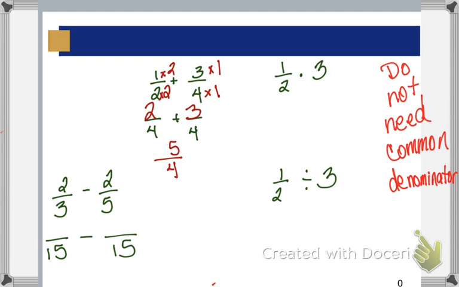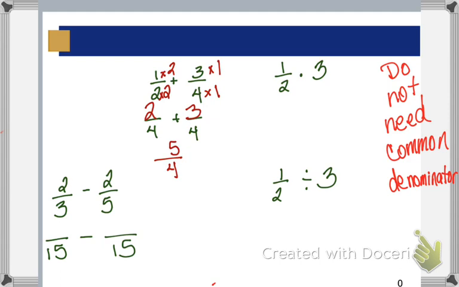The problem is the bigger numbers you deal with, the more opportunity there is for a mistake. So what I would encourage you to do is look at these two. We've got 3 and we've got 5. Which one's bigger? 5. So start thinking about your multiples. 5, 10, 15, 20. At some point, one of those multiples is also going to be divisible by this one.